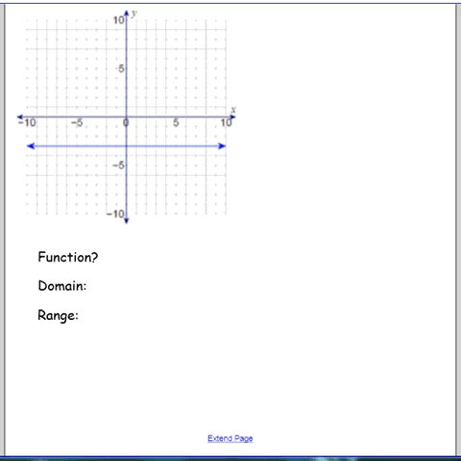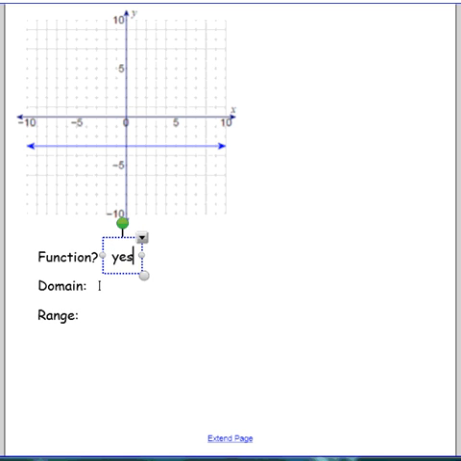Here we have a horizontal line, and so this one actually is the graph of y equals -3. And so is it a function? Yes, because no matter where we draw a vertical line, we're going to only cut through our graph one time. So yes, it is a function.